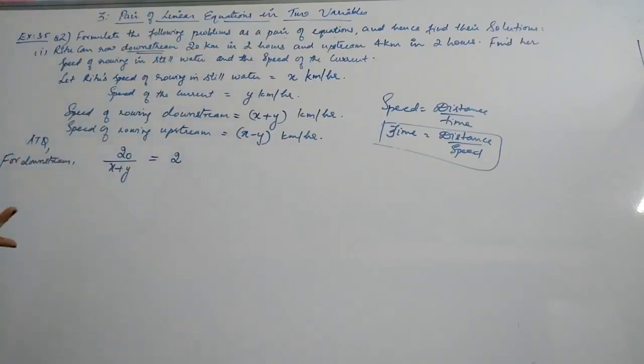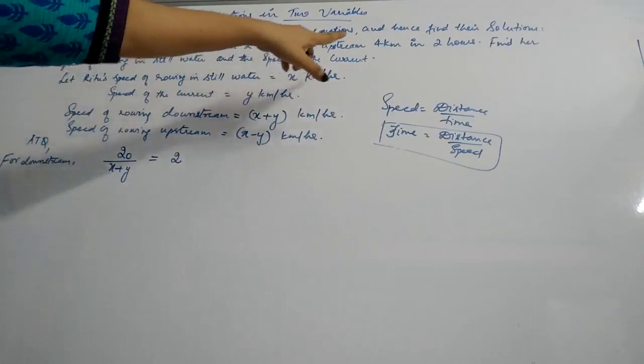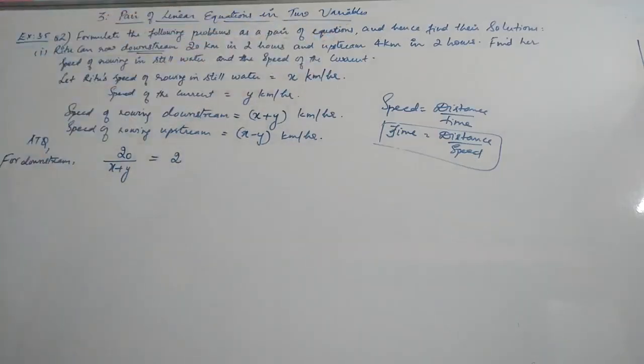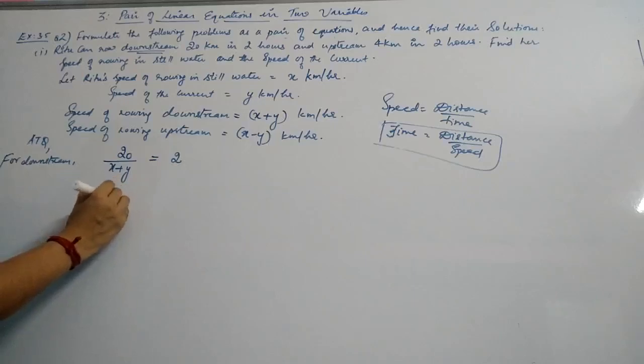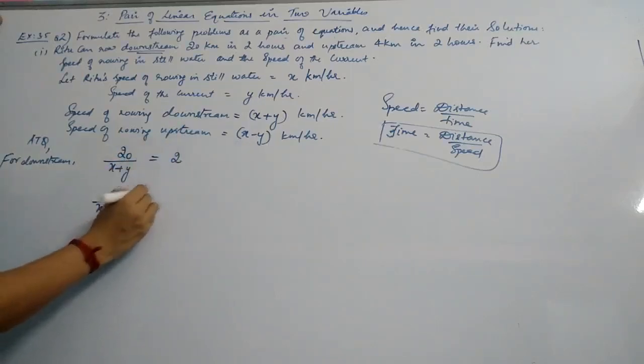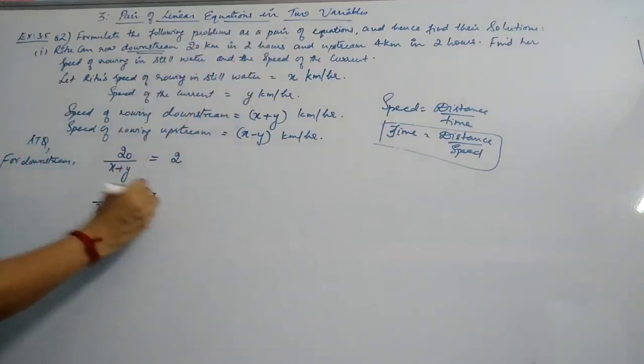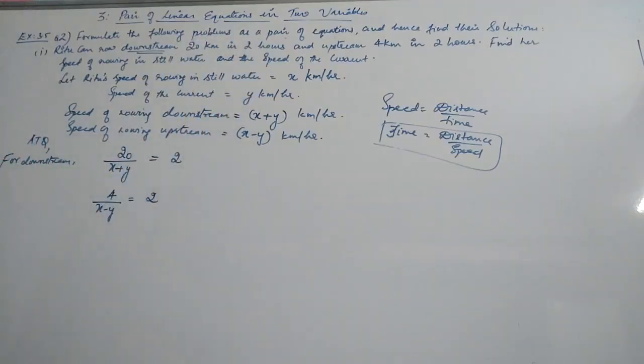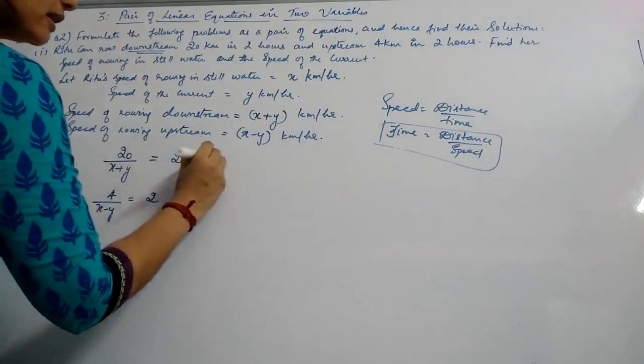Now the second equation says what? You have upstream covered as 4 km in 2 hours. That means the upstream distance is 4 and the upstream speed is x minus y, and the person has covered it also in 2 hours. Now you have to just simplify these two equations in order to get the values of x and y.